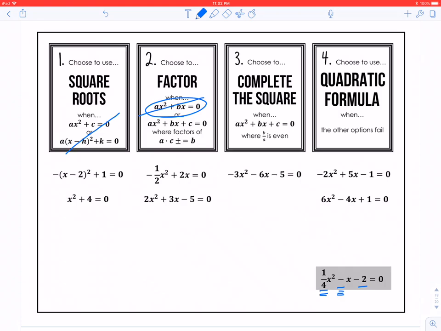A times c, that's going to be 1/4 times 2. A fourth of 2 is a half. Technically, are there factors of a half that subtract to give me 1? And I'm going to tap out right there because I'm dealing with fractions in my brain. So moving on to option number 3, completing the square.